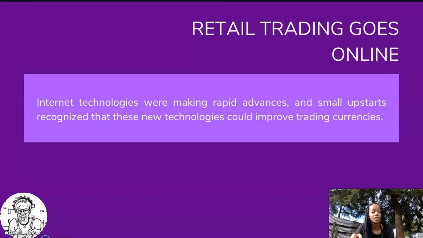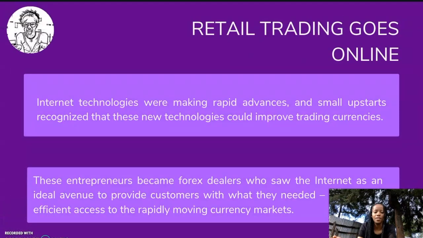One, small upstarts found that this new technology, the internet, could improve trading and the efficiency with which trading was happening. And two, it became increasingly evident that trading of money was exclusive to the governments, the banks, and the few elite who could afford to trade. Therefore, the internet was highly welcome because these upstarts created platforms for ordinary people like me and you to actually trade and make money.